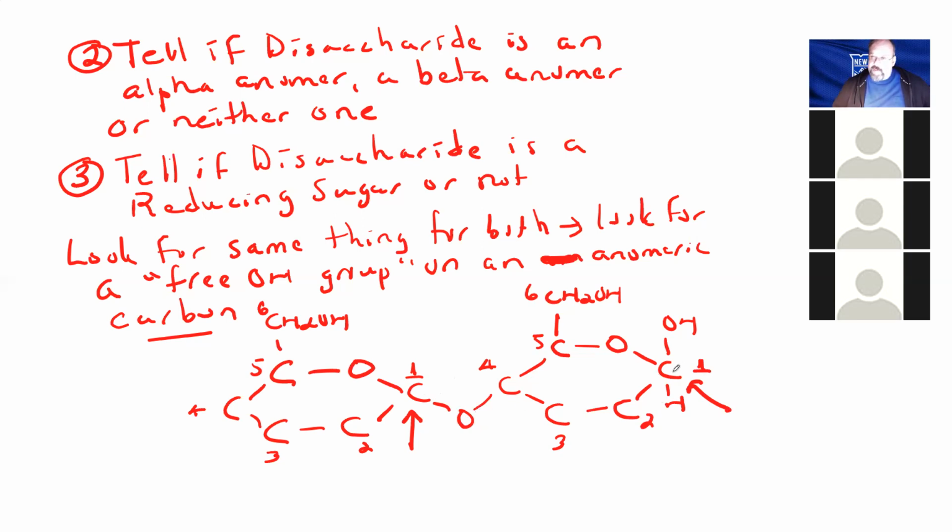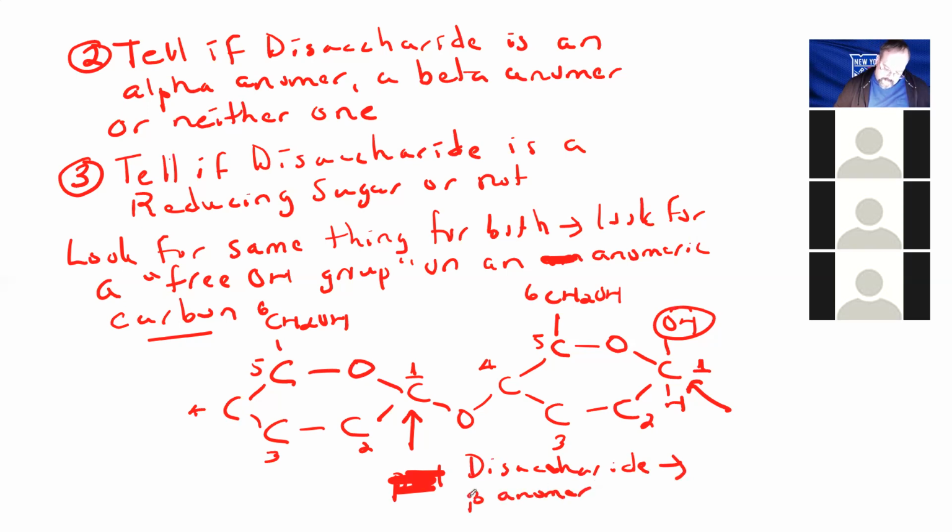But what about this other anomeric carbon? Does that have a free OH group? And the answer is yes. That anomeric carbon has an OH attached to it. Now, because that OH is going up, that tells us that this disaccharide is a beta anomer. I'm not so much worried about the name of it, because I'm not going to ask you what the name of it is, but you should be able to tell that this disaccharide is a beta anomer.